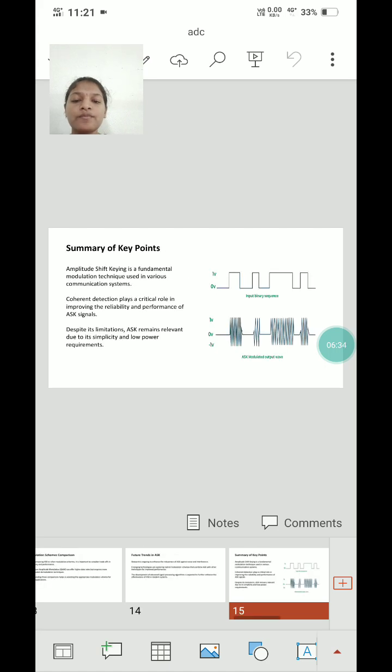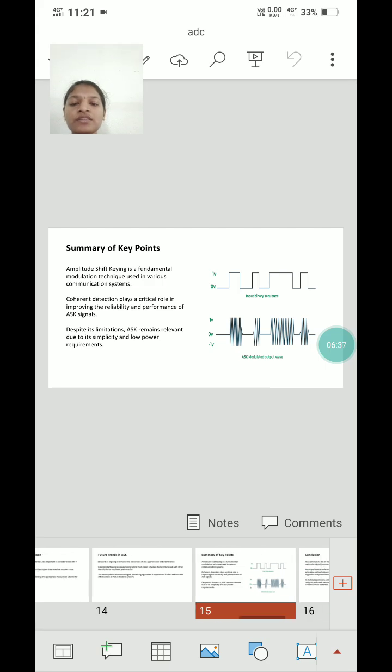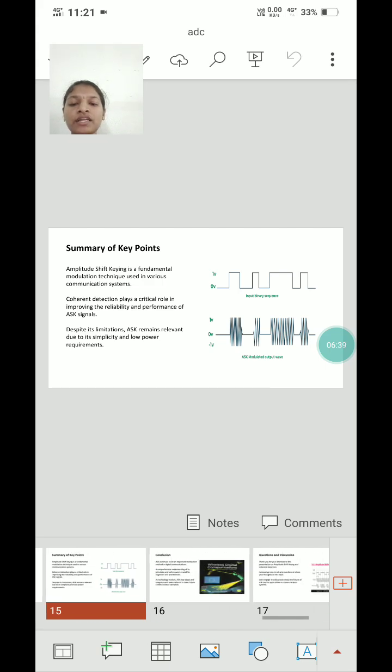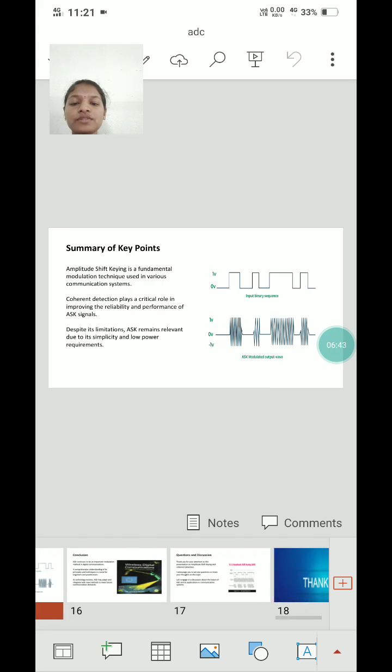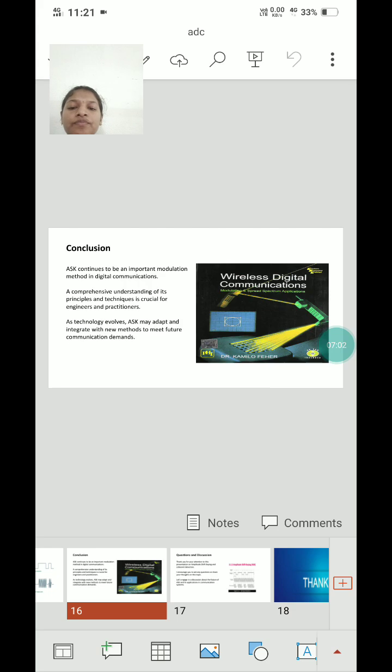Summary of key points. Amplitude shift keying is a fundamental modulation technique used in various communication systems. Coherent detection plays a critical role in improving the reliability and performance of amplitude shift keying. Despite its limitations, amplitude shift keying remains relevant due to its simplicity and lower power requirement.